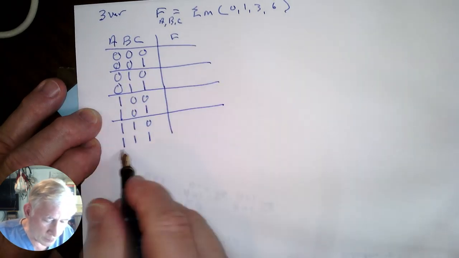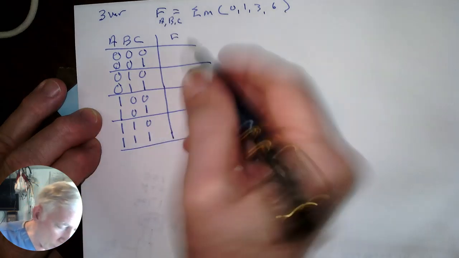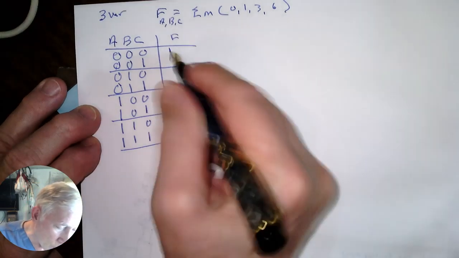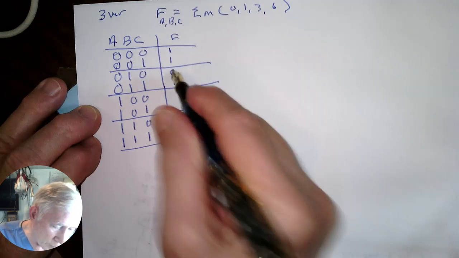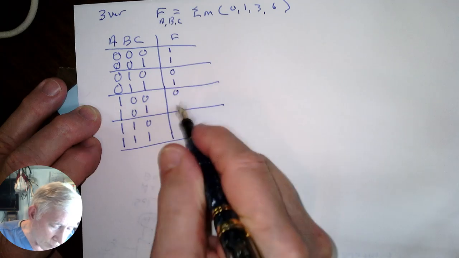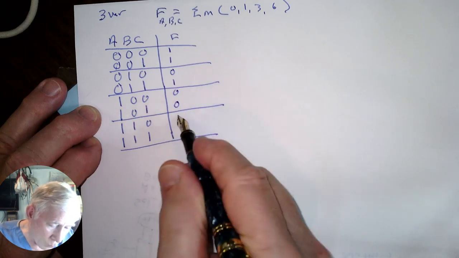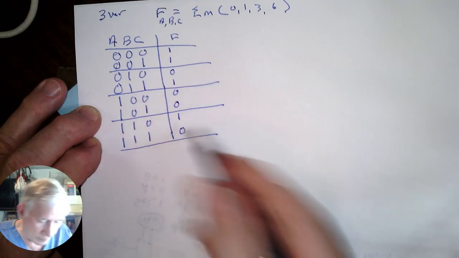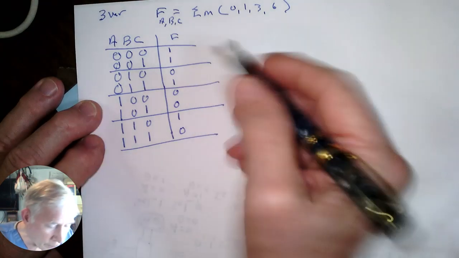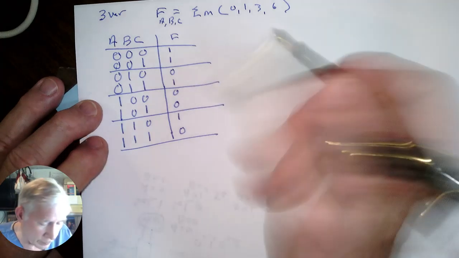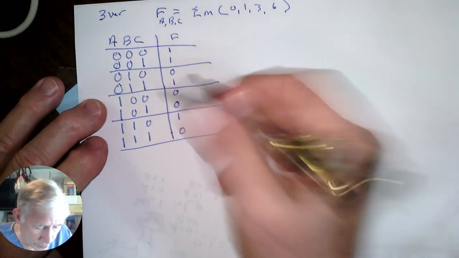Now I'm going to plot these min terms. So I happen to know I have a 1 for 0, a 1 for 1, a 0 for 2, and a 1 for 3, and then zeros for 4 and 5. And then a 1 for 6 and a 0 for 7.